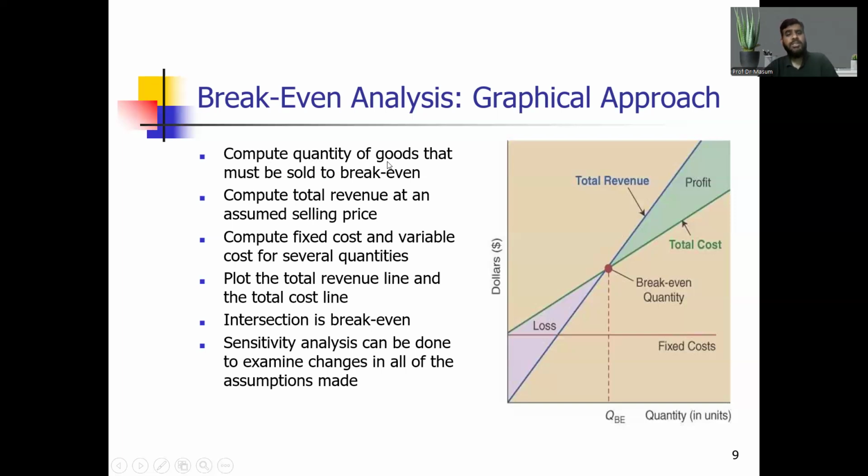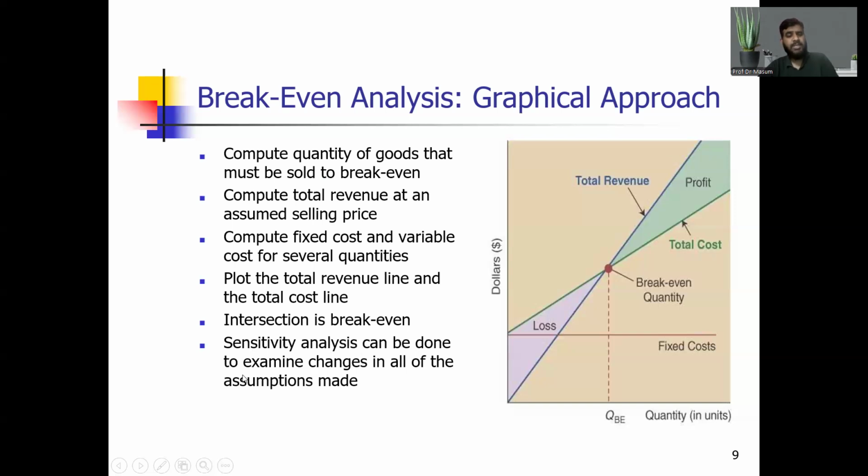Compute the quantity of goods that must be sold to break even. Compute total revenue at an assumed selling price. Compute fixed cost and variable cost for several quantities. Plot the total revenue line and the total cost line. Intersection is break even. The total revenue line and total cost line intersect here. So it is the break-even point.